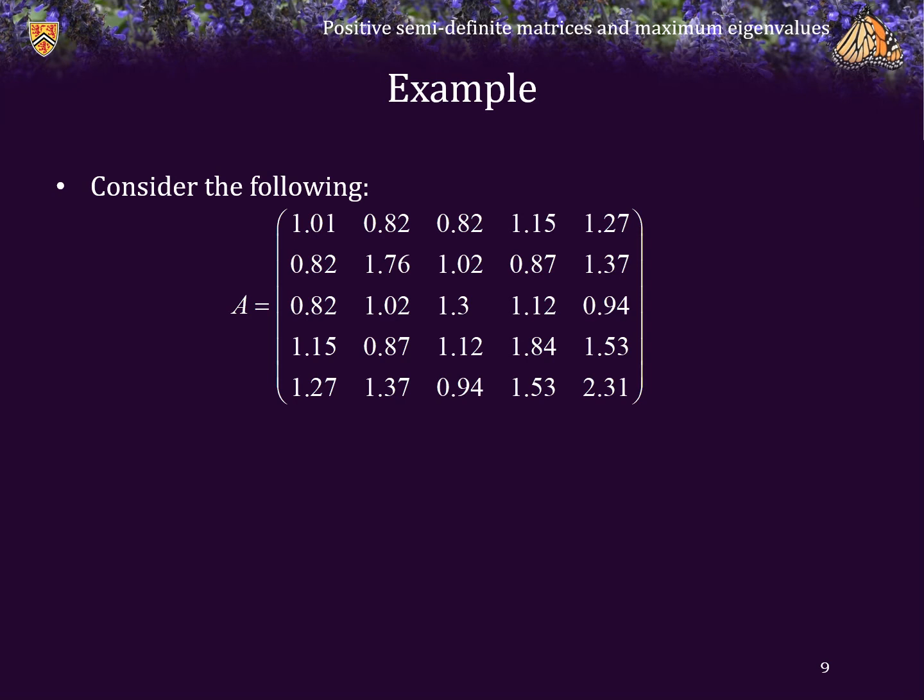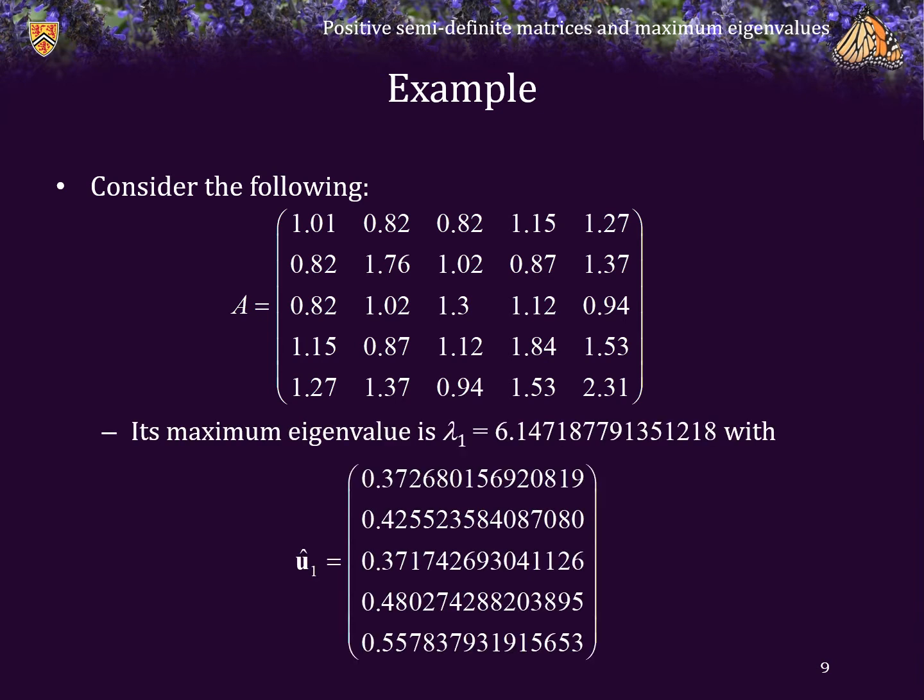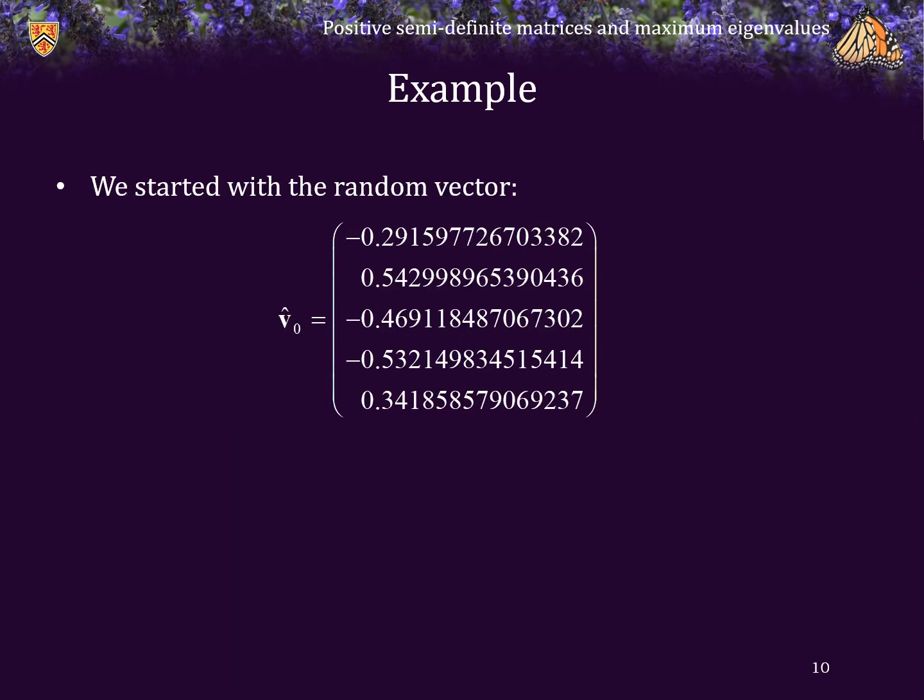Okay, here is a 5 by 5 positive definite matrix. It has a maximum eigenvalue lambda 1 equaling 6.147 and change, and there we see a corresponding normalized eigenvector for this eigenvalue. We're going to start with a randomly generated vector. Okay, so here's v naught cap. I just created a random vector and normalized it.